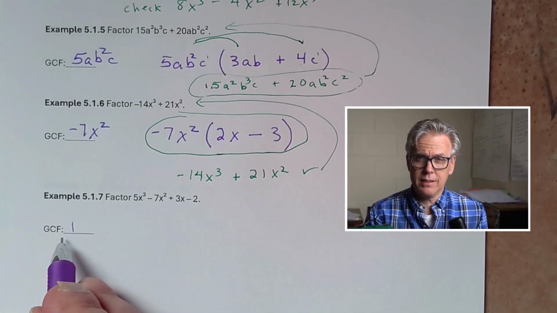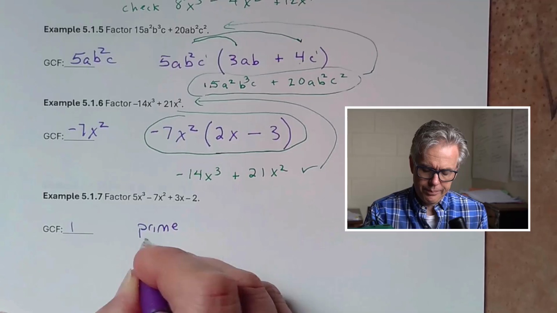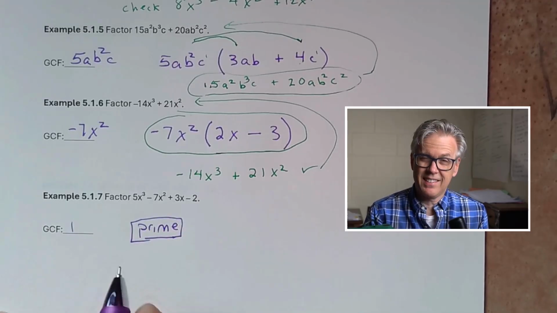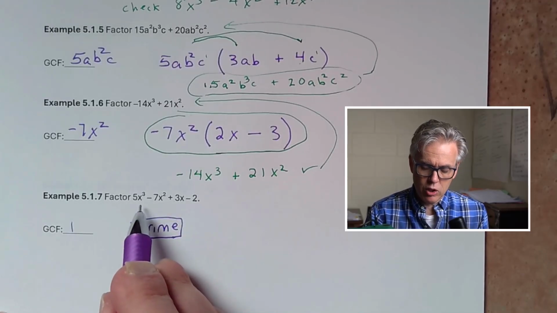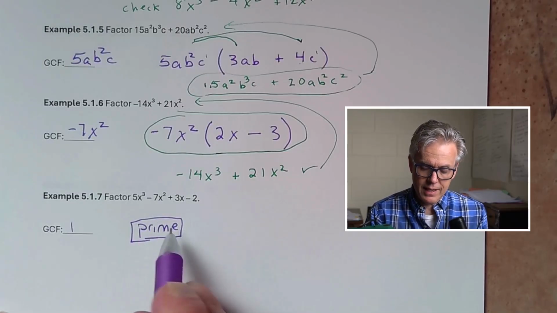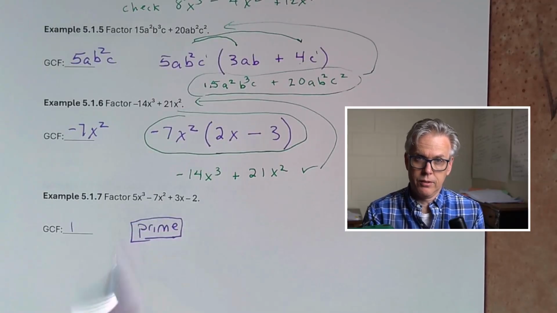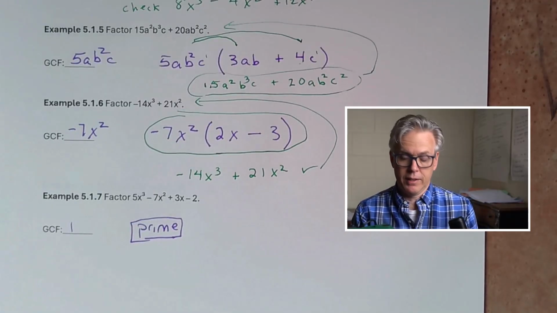So when the GCF is 1, we call this prime at this stage. Now, later on, we may learn that we can actually factor this by doing some grouping. But for the GCF, if we can't factor it out, we'll call it prime. Really, prime is when it can't be factored at all into any binomials or anything like that.